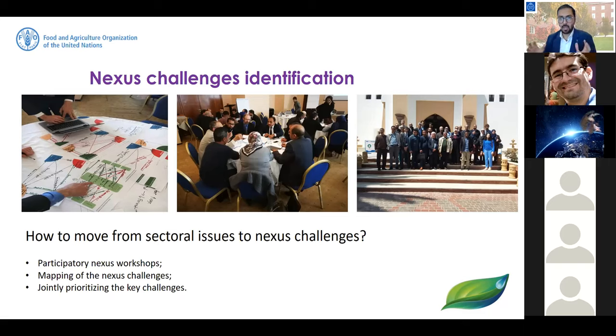And after doing this mapping, after understanding what we are facing, then we all sit together and say, okay, what are our priorities in the next step and which issues or challenges we would like to focus on first, and then how we can coordinate and join our efforts to address these challenges and issues. So the first workshop, that you see some pictures of, focused on the identification of the Nexus challenges and doing this exercise where you see all these lines between different sectors.